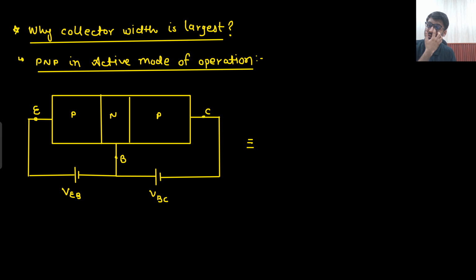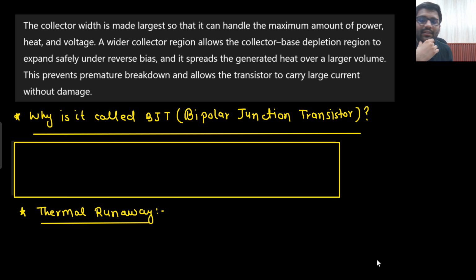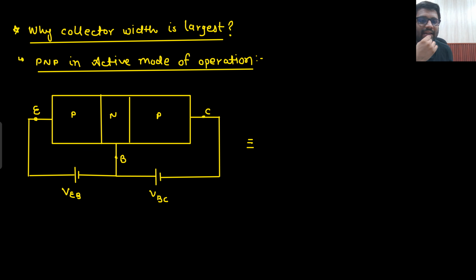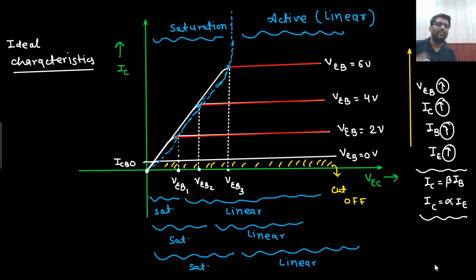Spent a lot of time here. Now basic question I will answer, like why collector width is the largest, right? Like why is it called BJT? So all these answers we will see, but before that I need to take a break. You can simply revise these characteristics. Okay, so let me take a break and then I will come back.